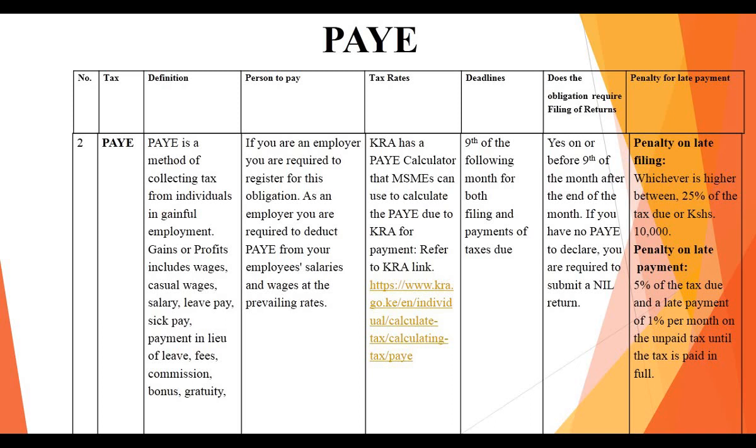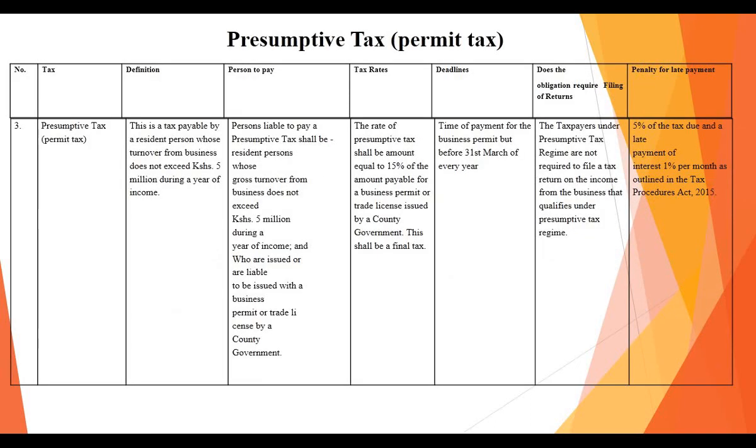We also have the presumptive tax. This is just the license permit, the municipal permit. There's a presumptive tax of 15% that once you pay that license, the municipal county will pay to KRA, and there's normally a penalty of 5% that will be levied if you don't pay on time.